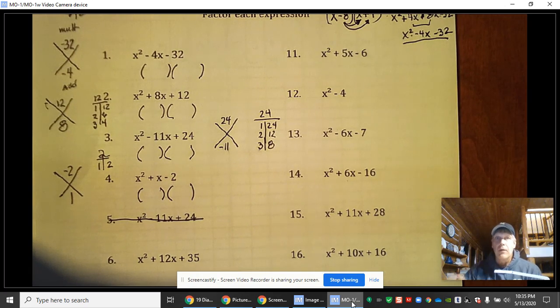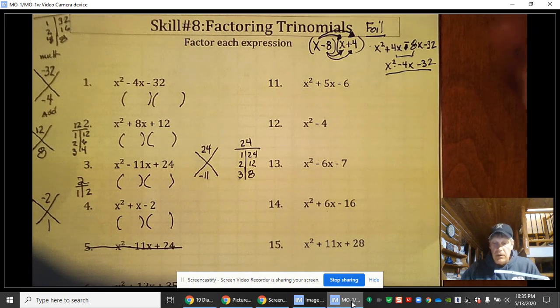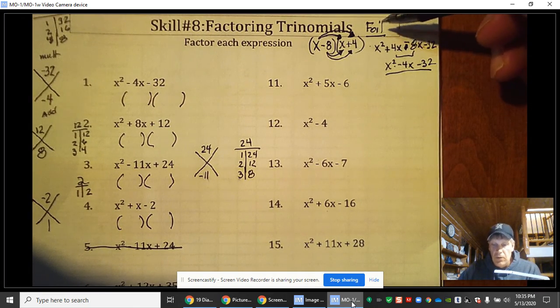Hey, you guys, we want to look at factoring now. And when you factor, factoring is the opposite of foiling. So if I remember, we review here, we foiled.